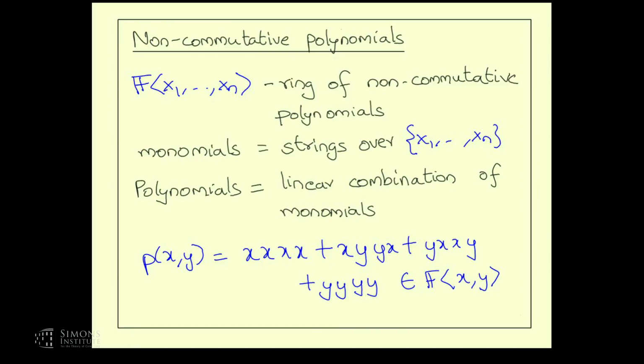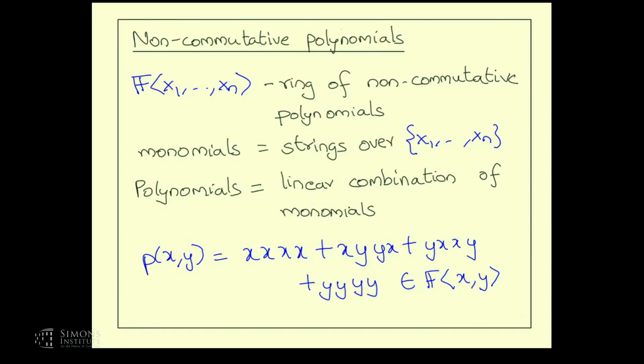Here's a simple example of a non-commutative polynomial. Suppose I have two variables x and y. I can look at the polynomial which is the sum of all length 4 palindromes over the alphabet x, y. There are 4 length 4 palindromes, so you get a nice degree 4 palindrome polynomial. A nice feature of the non-commutative setting is this: in the commutative setting, if you have a 2 variable polynomial of degree d, then you can have at most something like d squared monomials.